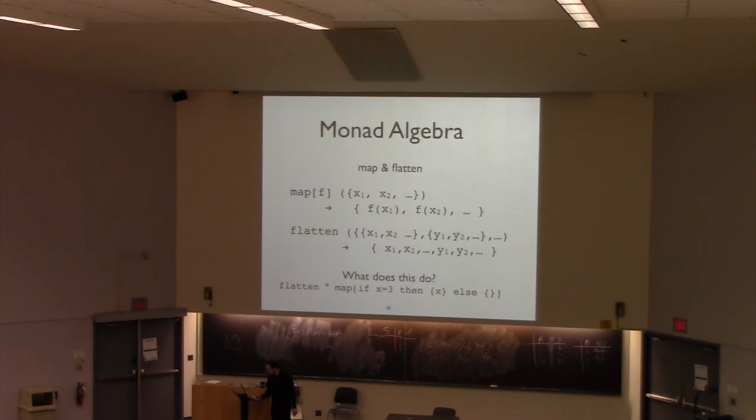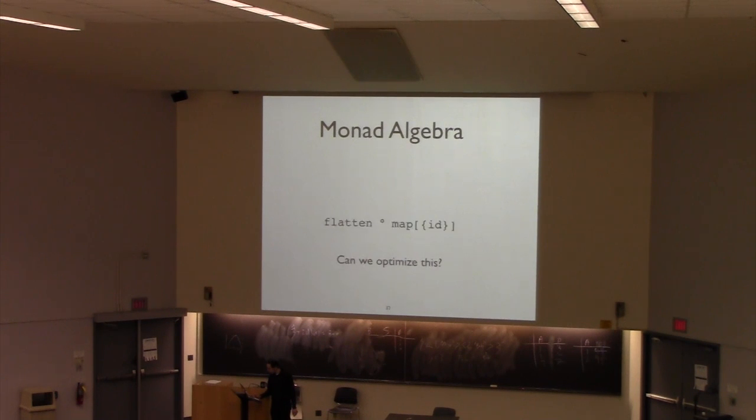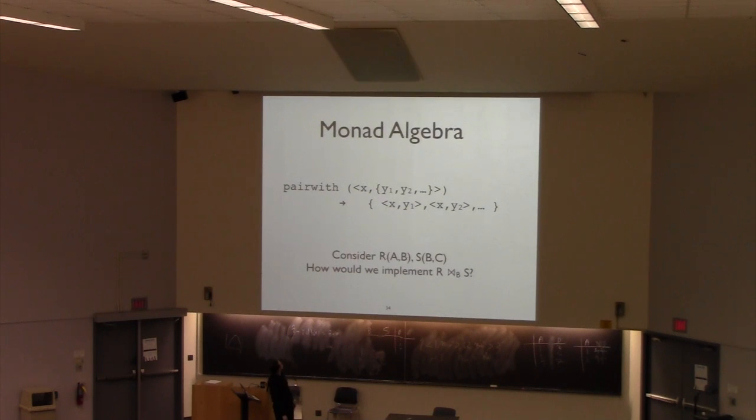All right, we are running low on time. I have a couple of other examples that I will post to Piazza. The big challenge is this. The one other thing that you can do with monad algebra is called pair with. It takes a tuple, a pair of a value and a collection, and it applies that value to every element of the collection. Big challenge for you on Piazza: how do you implement a join using pair with?